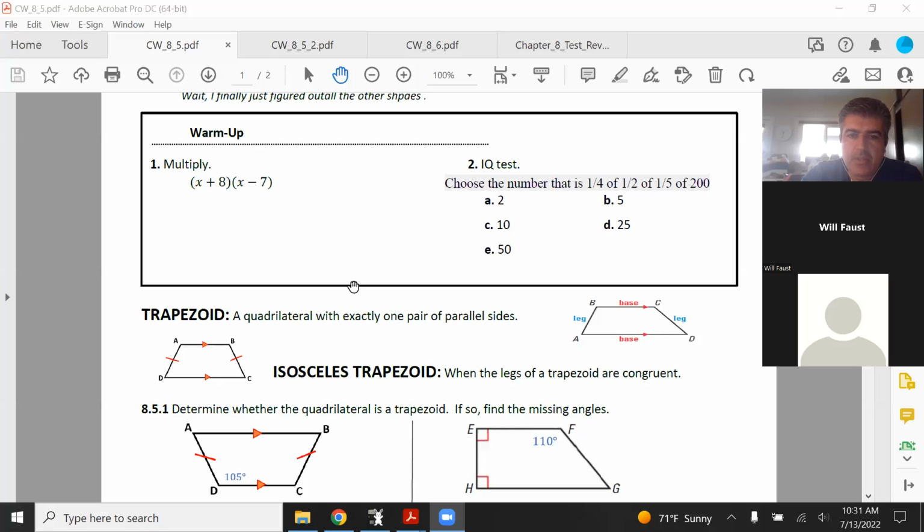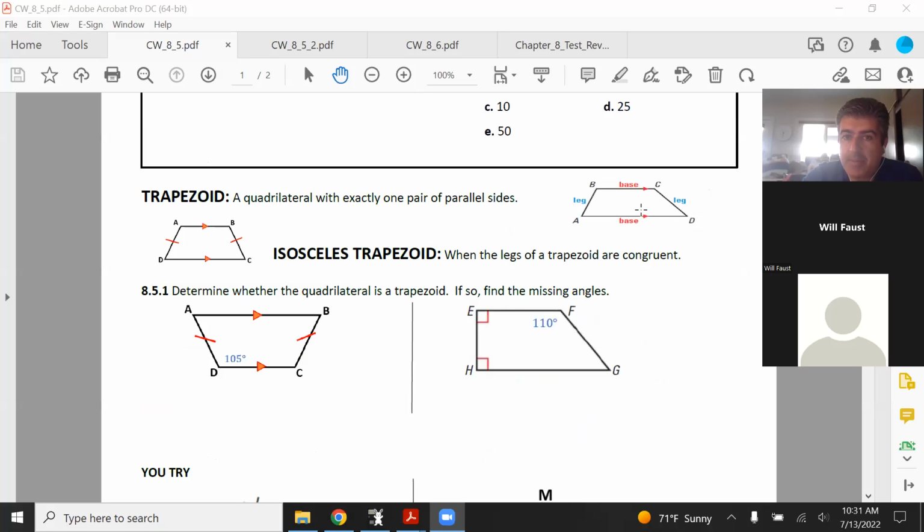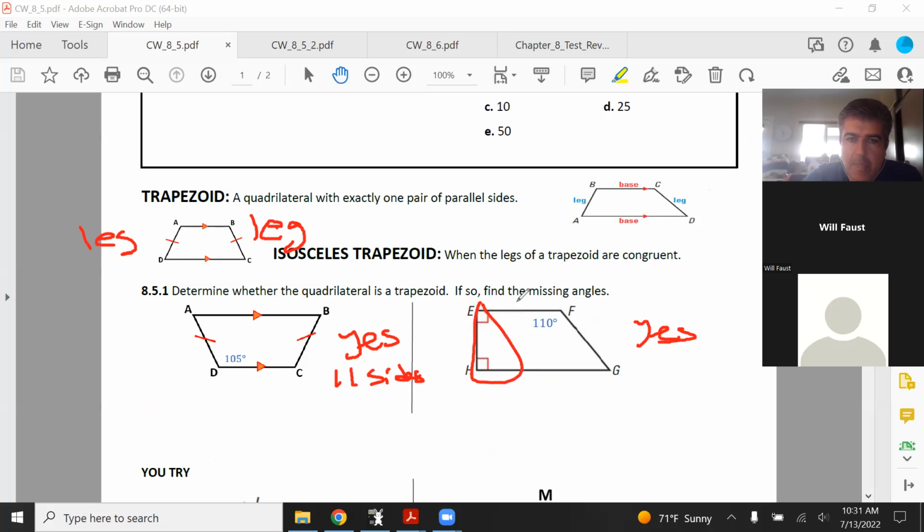All right. So you have exactly one pair of parallel sides, as you see right there. Isosceles when the legs, we can actually call these the legs, should have mentioned that, are the same. So determine whether the quadrilateral is a trapezoid. If so, find the missing angles. In this case, yes. And yes. That's because you have parallel sides. And here, because these are the same, those are going to be parallel also, because these add to 180 degrees.